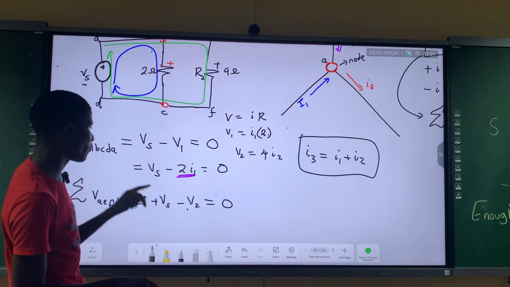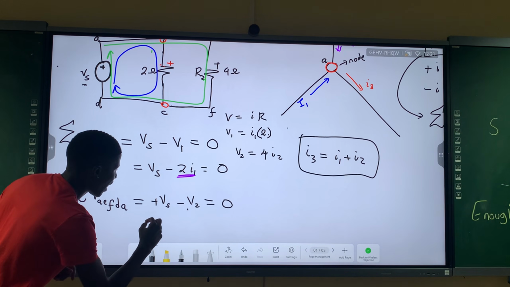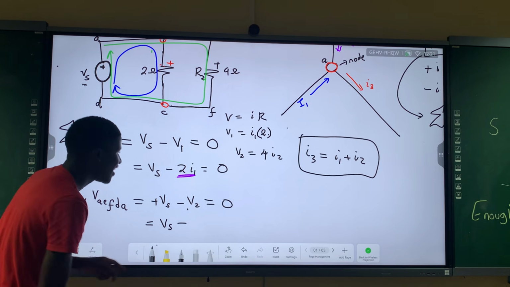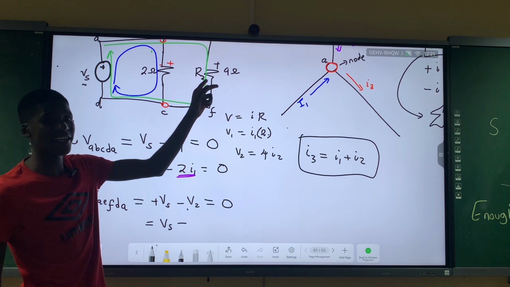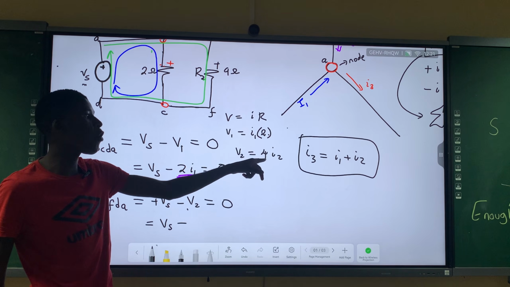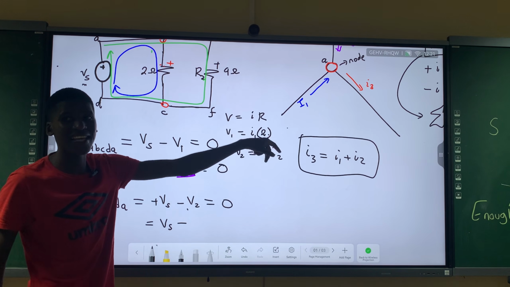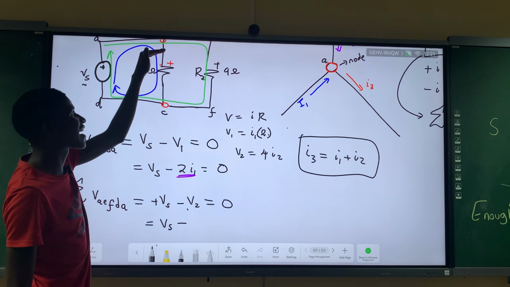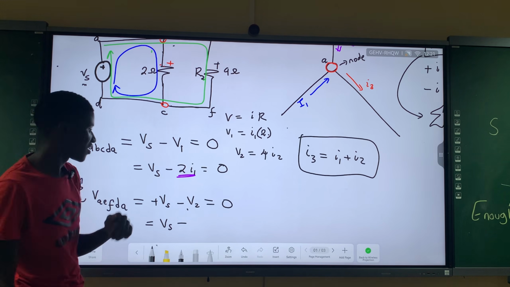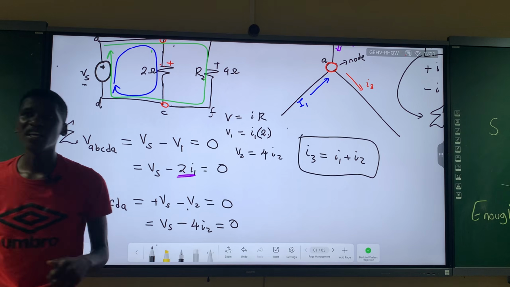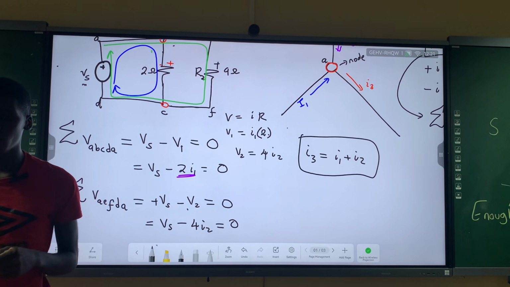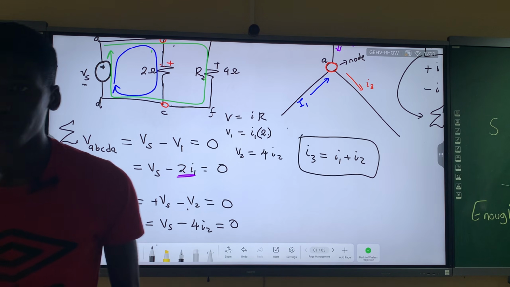So here we know we can just say that this is our voltage source. Instead of writing V2, we can express the voltage across this R2 resistor by saying 4, which is the resistance, times the current I2, which is the current here. So this is 4I2. This must be equal to 0. So this is Kirchhoff's voltage law.